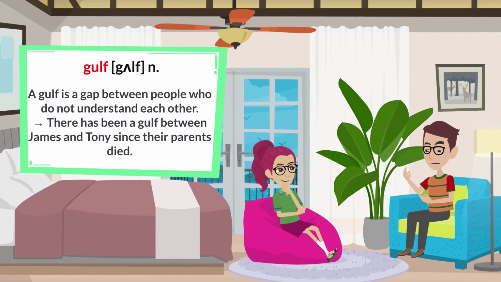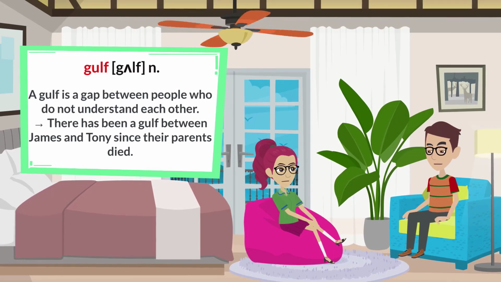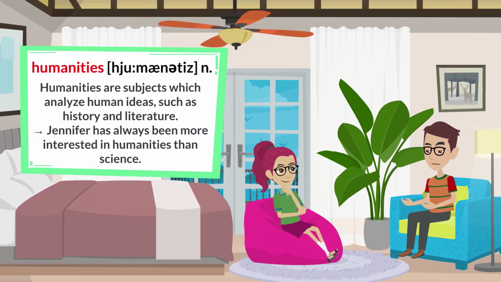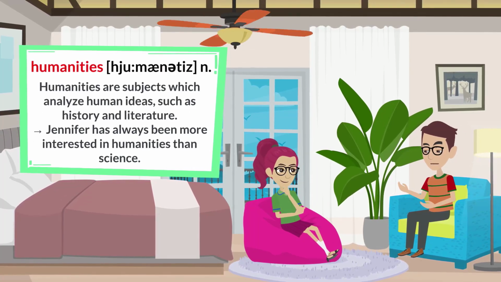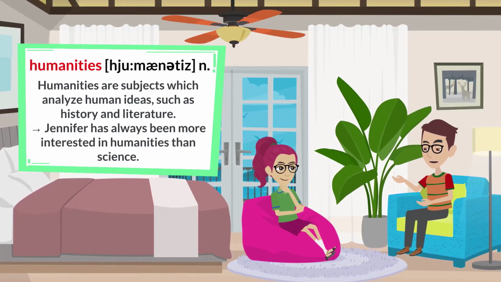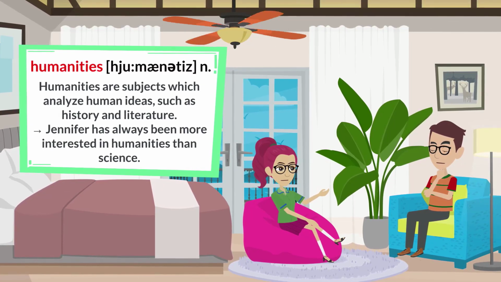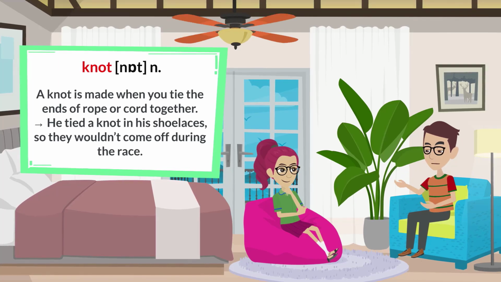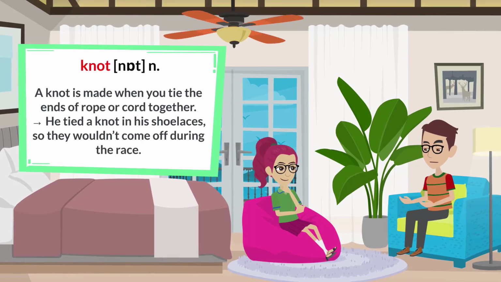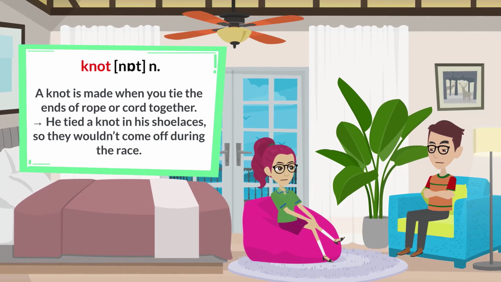Gulf. A gulf is a gap between people who do not understand each other. There has been a gulf between James and Tony since their parents died. Humanities. Humanities are subjects which analyze human ideas, such as history and literature. Jennifer has always been more interested in humanities than science. Knot. A knot is made when you tie the ends of rope or cord together. He tied a knot in his shoelaces so they wouldn't come off during the race.